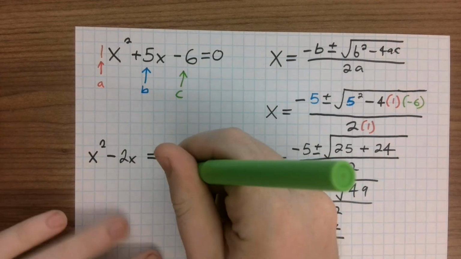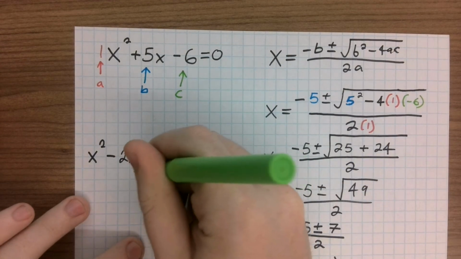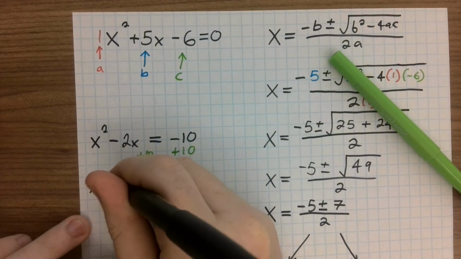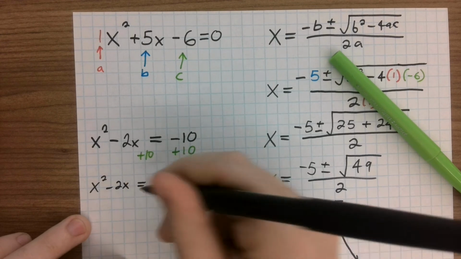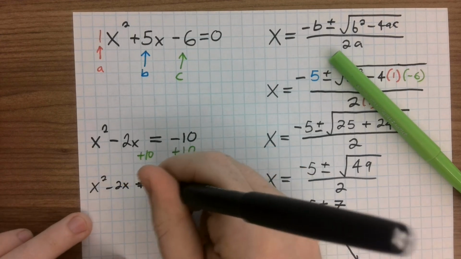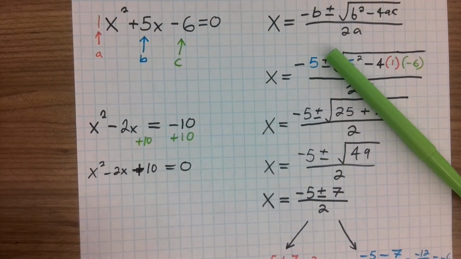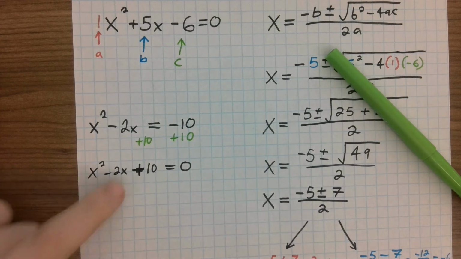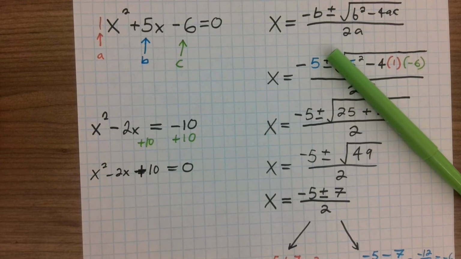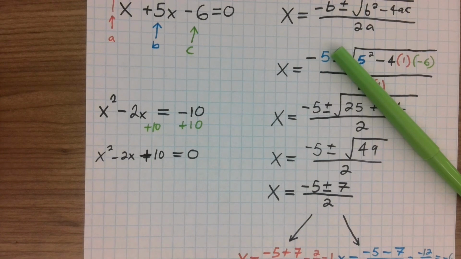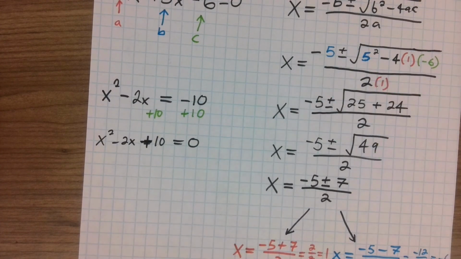If we moved everything to the same side, which is required for the quadratic formula, we wanted everything to be on the same side, we would end up with x squared minus 2x plus 10 equals 0. Can you think of two numbers that multiply to make 10 and add to make negative 2? Because I can't. 1 and 10 wouldn't work. 2 and 5 wouldn't work. So we're screwed, right? There's nothing we can do. Unless we can use the quadratic formula.